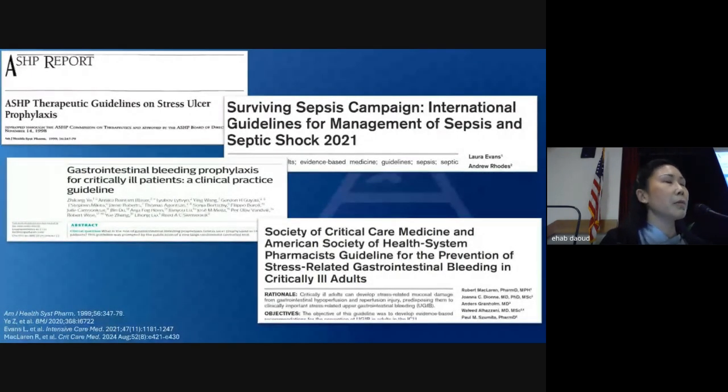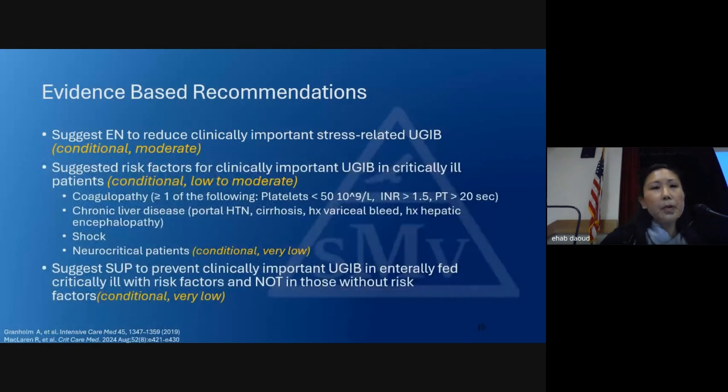So I just put here some of the articles that have popped up in the literature regarding stress ulcer prophylaxis. The newest one is going to be this 2024 update released by the Society of Critical Care Medicine in cahoots with the American Pharmacists Association. So a lot of these recommendations come from those papers, more the updated ones.